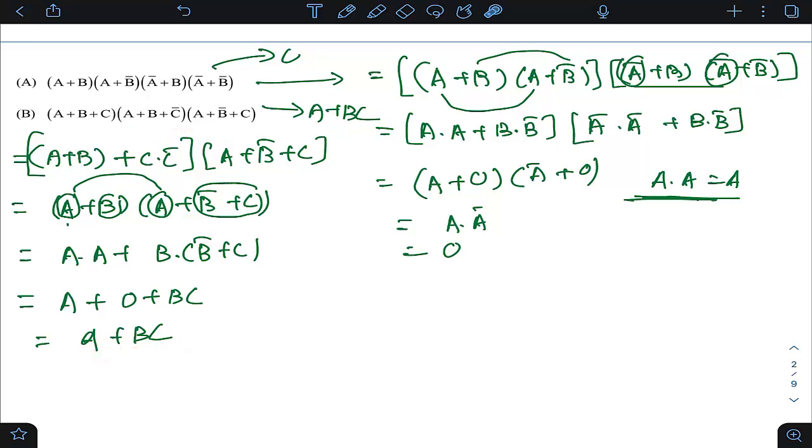I hope this is clear, students. So let us continue with some more properties of Boolean algebra like De Morgan's law and some other stuff in the next video.